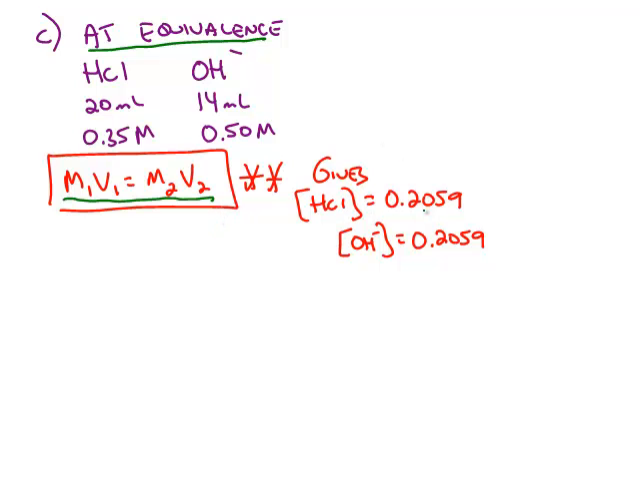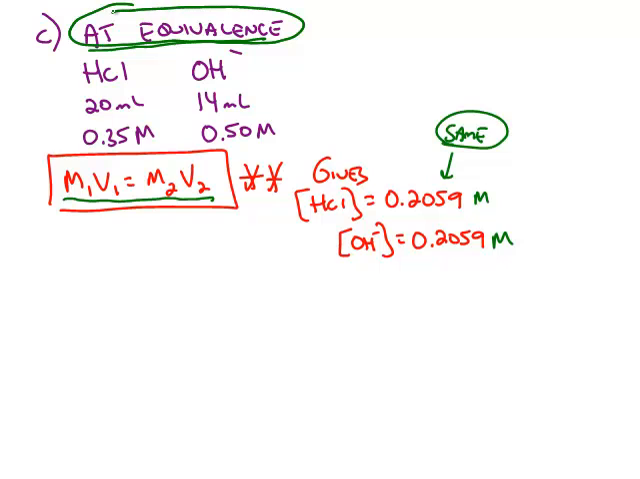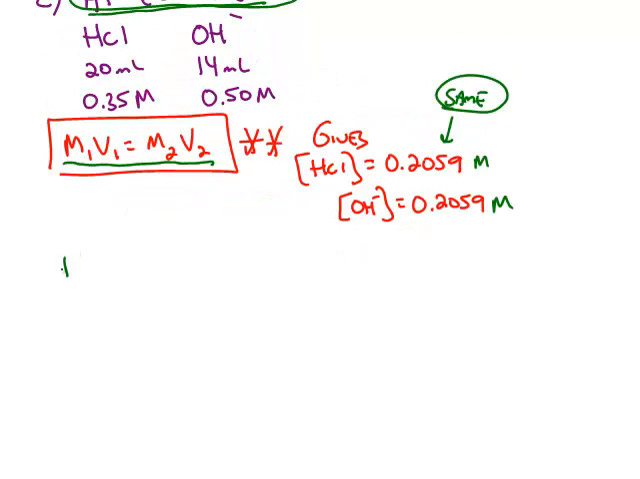That gives us concentration of hydrochloric acid, 0.2059 molar, concentration of the sodium hydroxide, also 0.2059. These two numbers have to be the same in a one-to-one stoichiometry because we are at equivalence. That's the definition of equivalence. Now that we have our numbers, we can plug into our ICE chart.